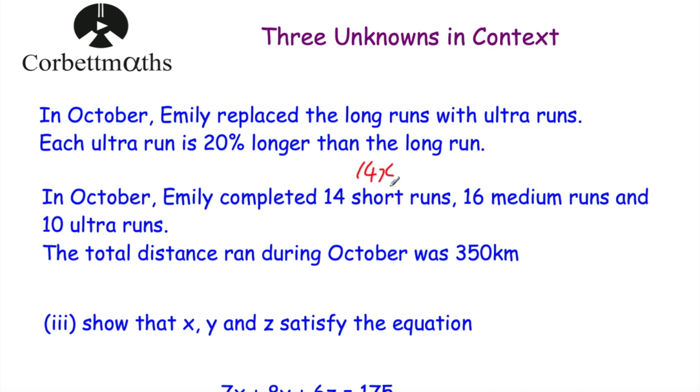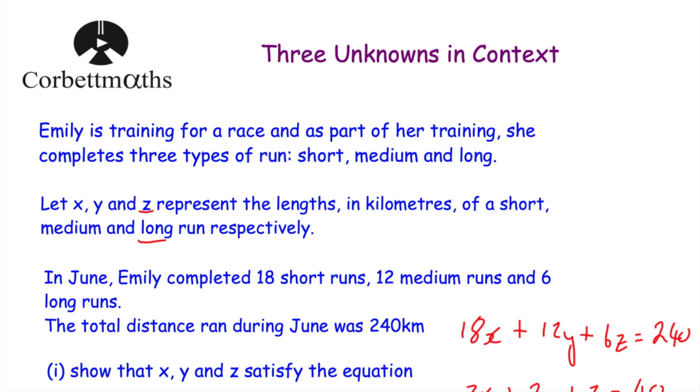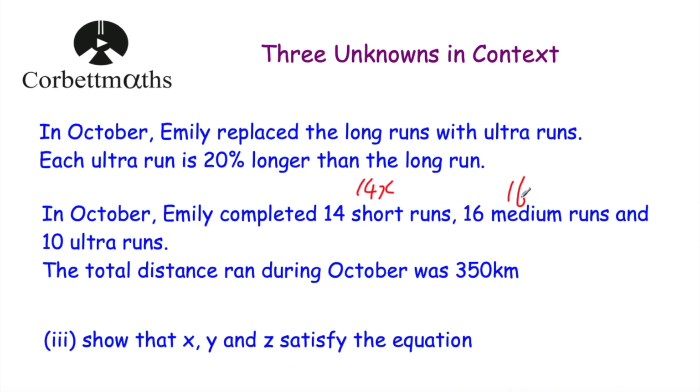because it's 14 times the length of each one of those short runs. And the 16 medium runs, well, each medium run was y, so y kilometers, so that would be 16y.